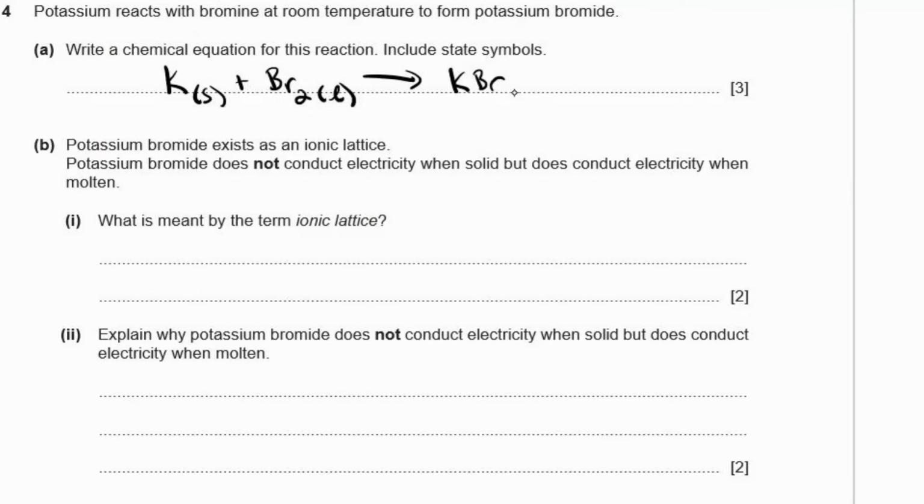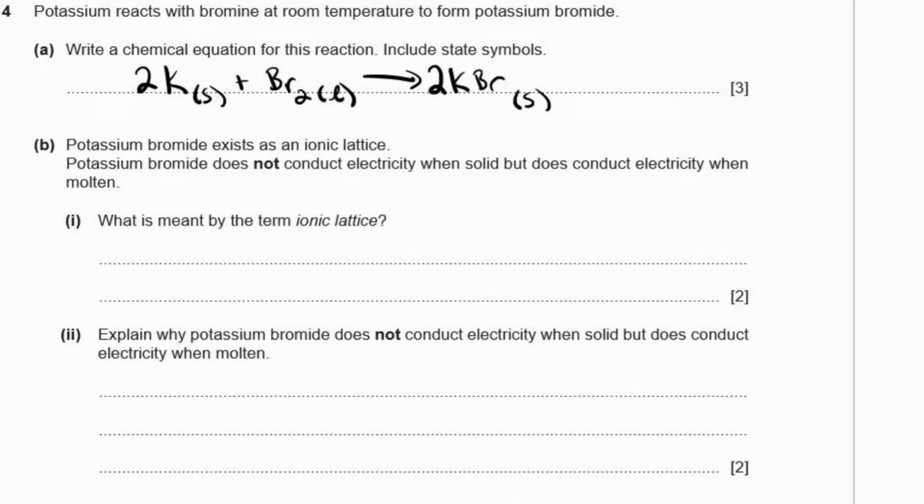So KBr is a solid at room temperature, and balance. We have Br2 here, so we have to have 2 Brs over here. Now that gives us 2 Ks over here, so we need 2 Ks over there, and it's balanced. Okay, that's it.